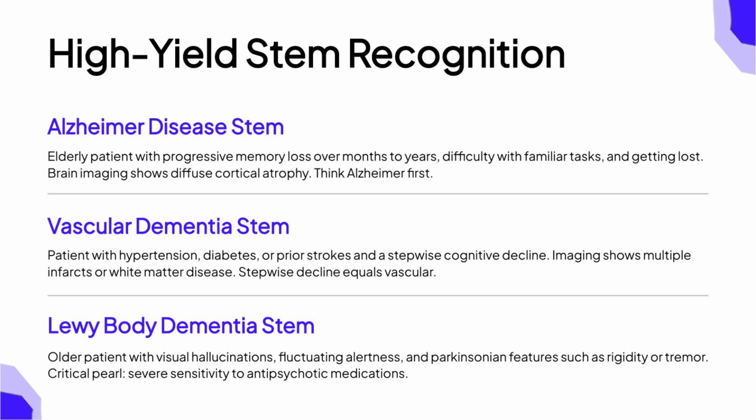For Lewy Body dementia, the stem will describe an older patient with visual hallucinations of people or animals, fluctuating alertness, and Parkinsonian features like a shuffling gait. A critical board pearl is that these patients have severe sensitivity to antipsychotic medications. For frontotemporal dementia, the stem describes a patient in their 50s or 60s with personality changes, disinhibition, or compulsive behaviors, with relatively preserved memory early on.